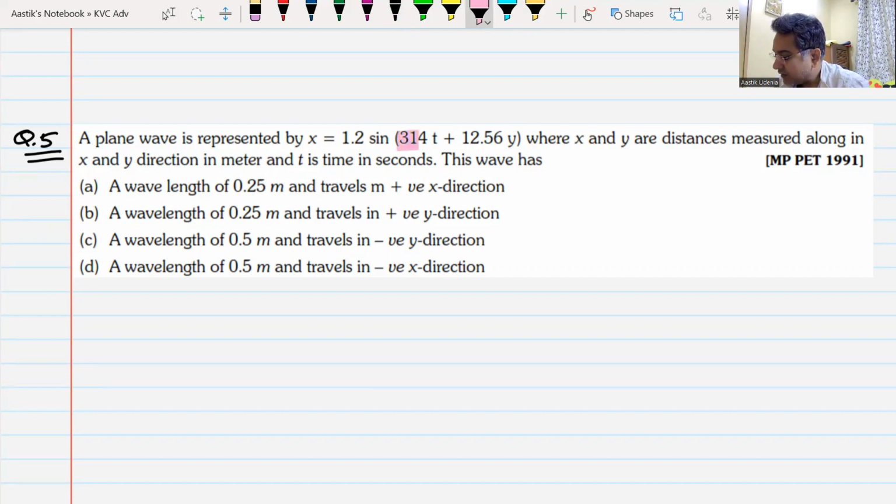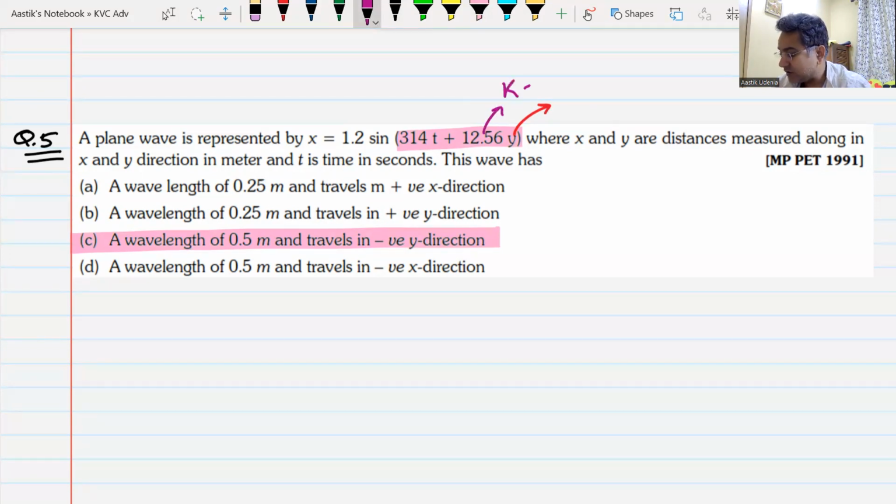Remember, we see this wave. There is a positive sign, but there is a y here instead of x. So this must be traveling in negative y direction. There is only one option which has a negative y direction, so that is the correct option. You don't even have to find the wavelength here. In any case, this 12.56 was k, and that was always 2 pi by lambda. Do we understand this? Yes or no? Yes, sir. Okay.